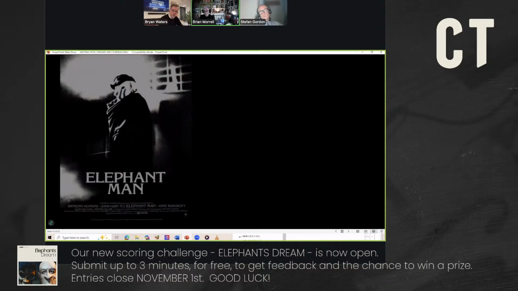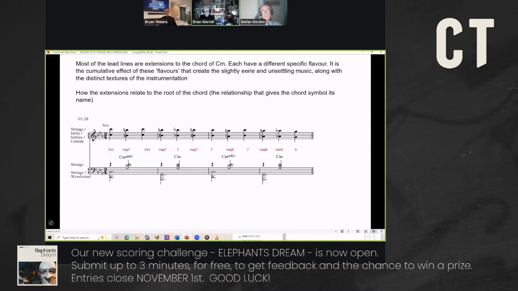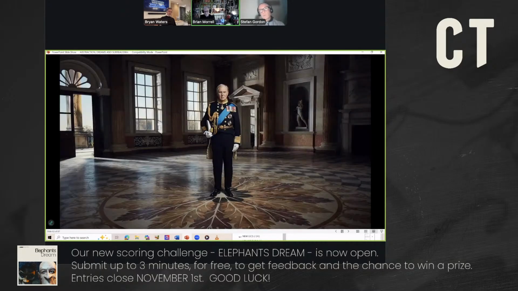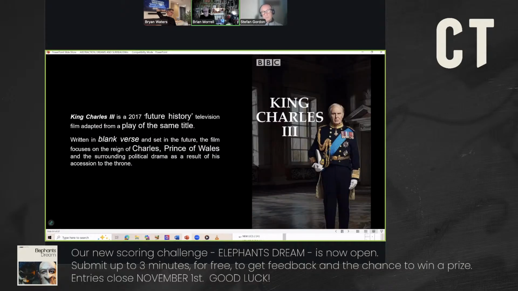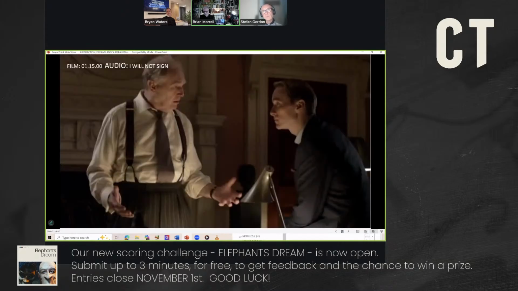Another one we were going to do was The Elephant Man. Again, totally different from what we've been talking about, really. But again, that dreamlike thing fits really well. The other one we're going to do is King Charles III, which is a great TV film, and the music is incredibly surrealistic because he has lots of dream sequences, but it's essentially a fictional reenactment of what happened when the Queen dies and Prince Charles takes the throne. It all goes horribly wrong. That's well worth watching. It's got some beautiful dream sequences.